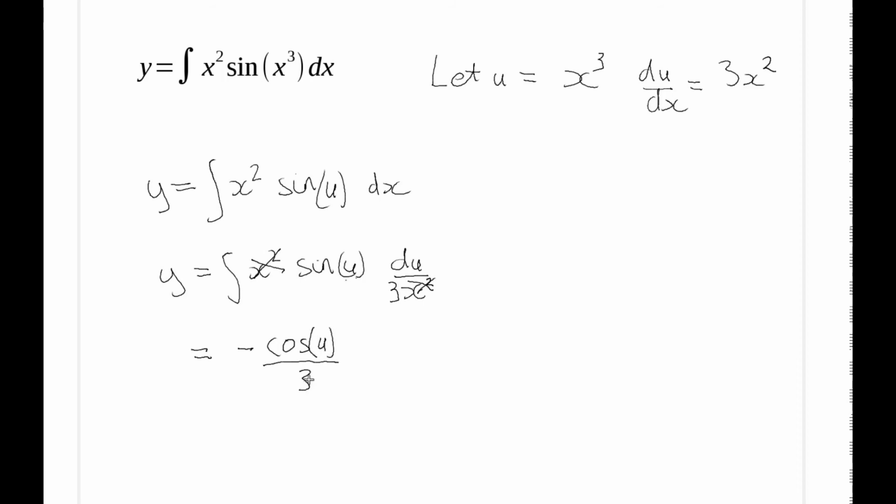Simple as that. It's just a constant, a coefficient at the front. So it's not got an x, so there's no problem with it at all. It's not got another u either, so there's no problem with it. Don't forget your plus c. If I substitute back in for my u, we get minus cos, and that would be x to the 3, all divided by 3 plus c.